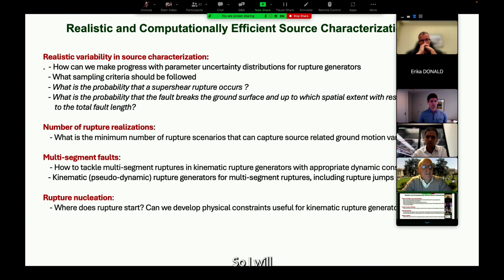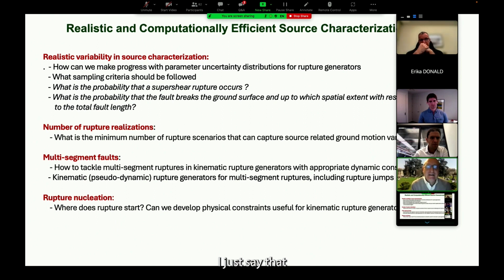So I will start with the first question that is related to the uncertainty distribution for rupture generators. Maybe Roberto or Ricardo would like to talk about this.